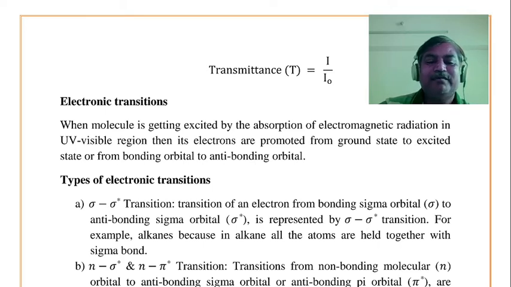It is represented as sigma to sigma star transition. इथे कुठल्या टाईपचं ट्रान्झिशन होतं, इलेक्ट्रॉन्स are present in ground state sigma molecular orbital. They are excited from sigma bonding molecular orbital of ground state towards the lowest unoccupied molecular orbital present at top position of sigma anti-bonding molecular orbital. And this transition takes place in case of all types of alkane.